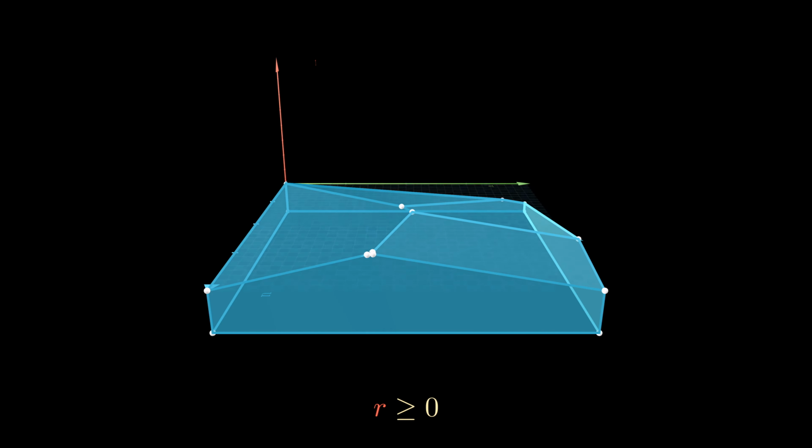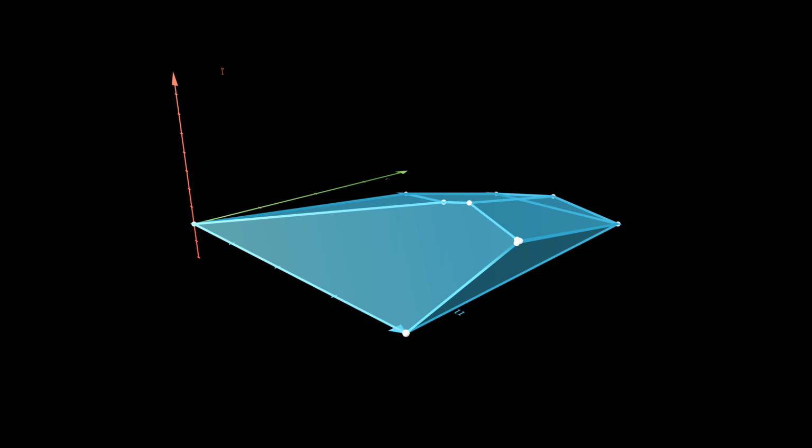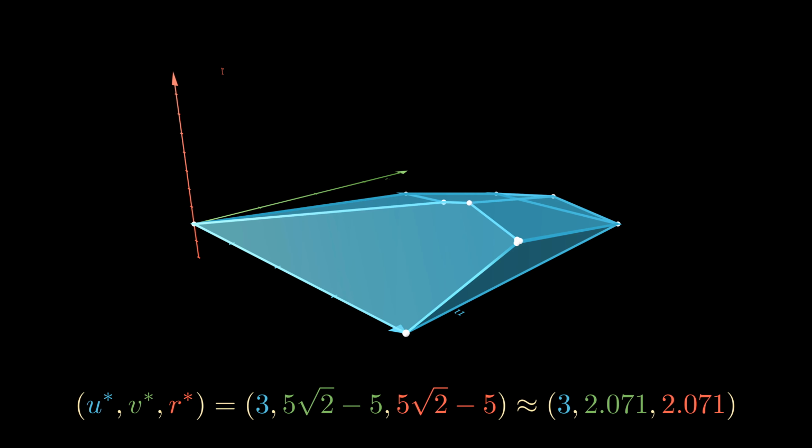Okay, this is the final feasible region. The points in this region satisfy all of the constraints. We just need to find the point with the largest radius. This is the point with the largest r value, and it's indicated as the red point on the polytope. This optimal point has a u value of 3, and a v and r value of approximately 2.071.